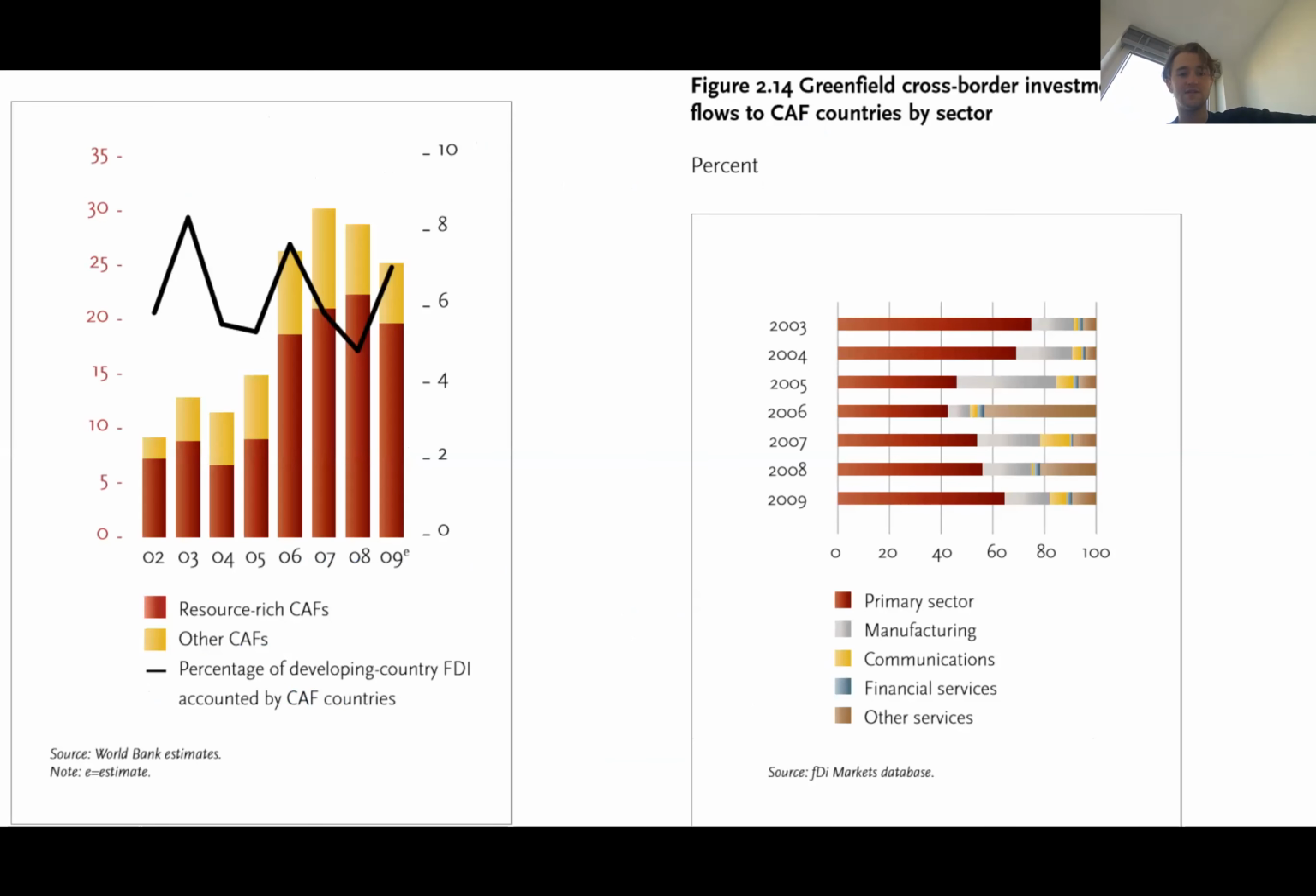And this argument is supported by these two graphs, where we see that resource-rich, conflict-afflicted, and fragile states receive the majority of FDI. We use resource-rich as a proxy for economies or countries with big primary sectors. The two normally go hand in hand. And then on the right-hand side, we see greenfield cross-border investment flows to CAF countries by sector, and largely in the primary sector. Greenfield investments are just a particular form of FDI. But still, it paints a clear picture of the primary sector being a big factor in why FDI still flows into conflict-afflicted areas.